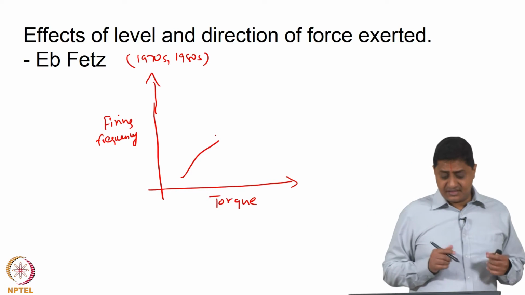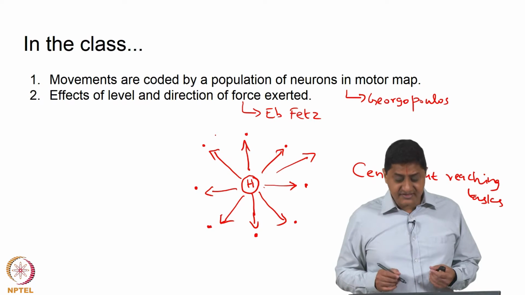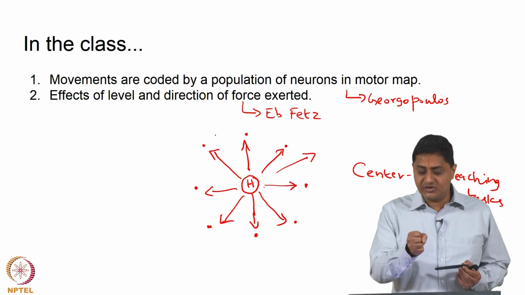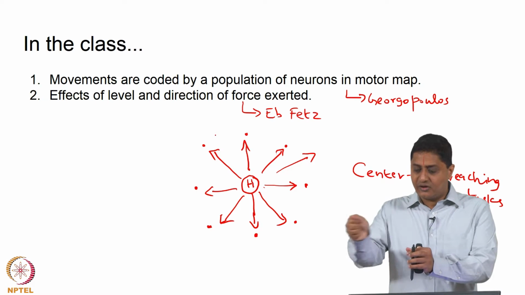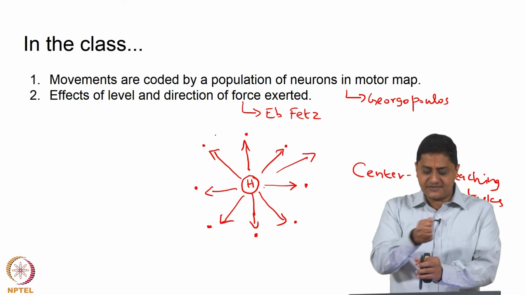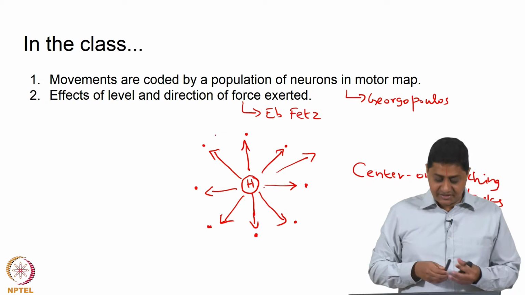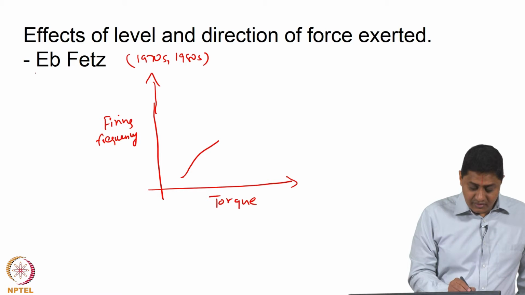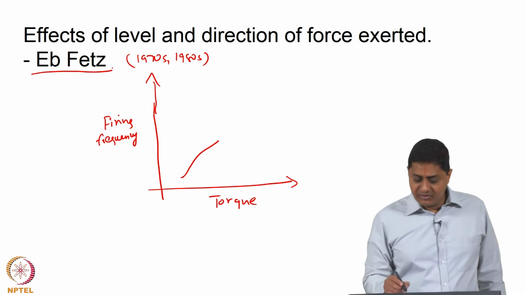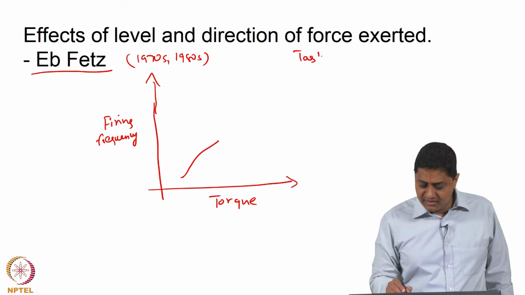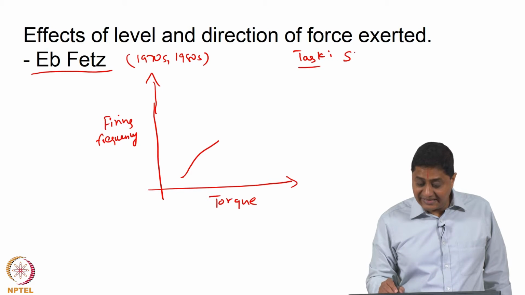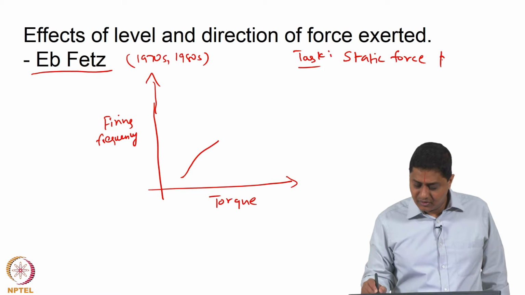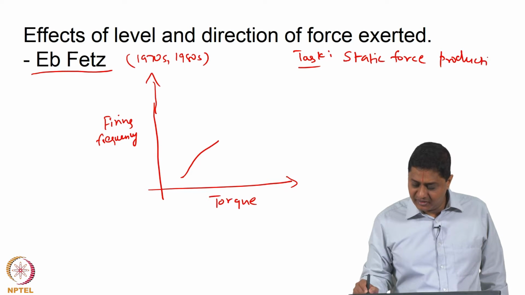By the way, what is this task? In the previous case, in the case of Georgopoulos, we saw a center-out reaching task. There is a center here, and you have to reach to different directions. But what did Evarts do? In this case, the task is static force production, or isometric force production.